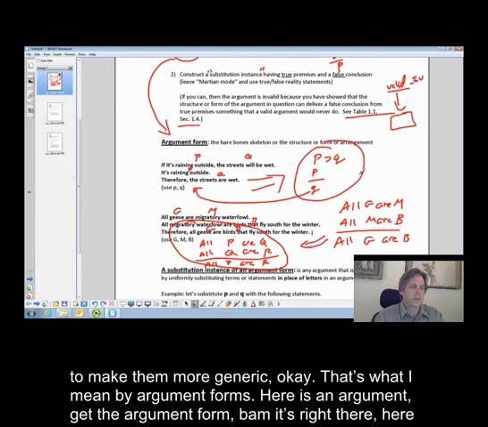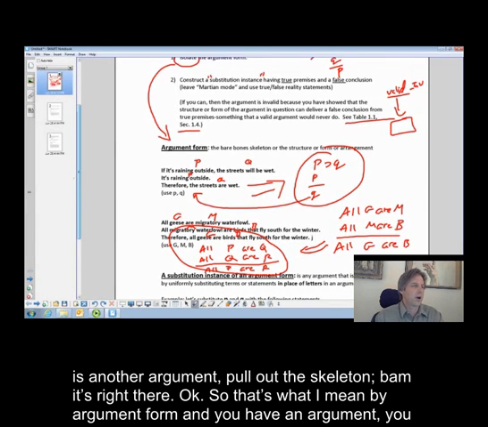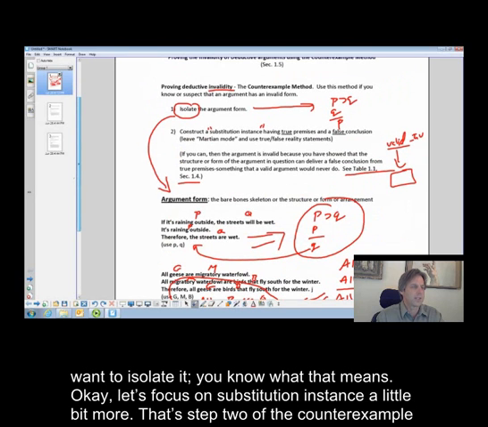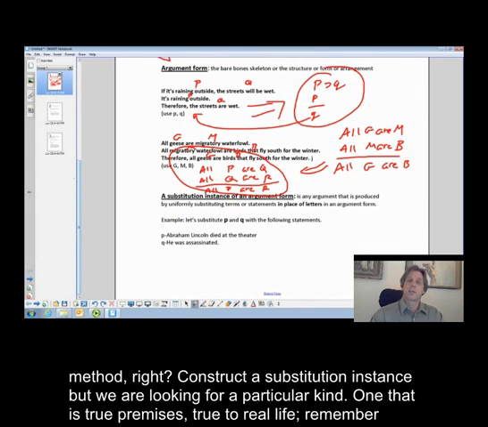Here's an argument, get the argument form, bam, it's right there. Here's another argument, pull out the skeleton, bam, it's right there. So that's what we mean by argument form, and when you have an argument, you want to isolate it, you know what that means. Okay, let's focus on substitution instance a little bit more. That's step 2 of the counterexample method, right? Construct a substitution instance, but we're looking for a particular kind: one that has true premises, true to real life.